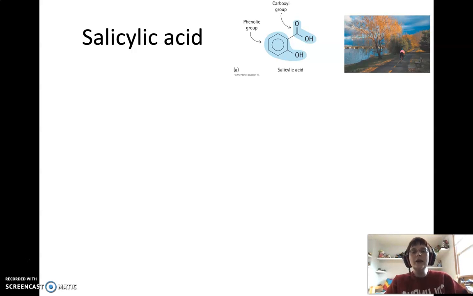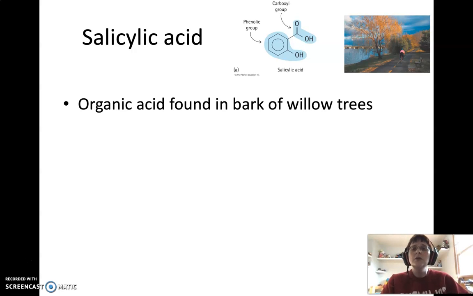There is one more organic acid that I want to just point out, because this is actually a pretty important one, insofar as I'm sure many of you have actually used it. So salicylic acid is an organic acid that's found in the bark of willow trees. So you've probably seen one of these before. Willow trees are actually found here in the northern part of the United States. And this is salicylic acid up here.